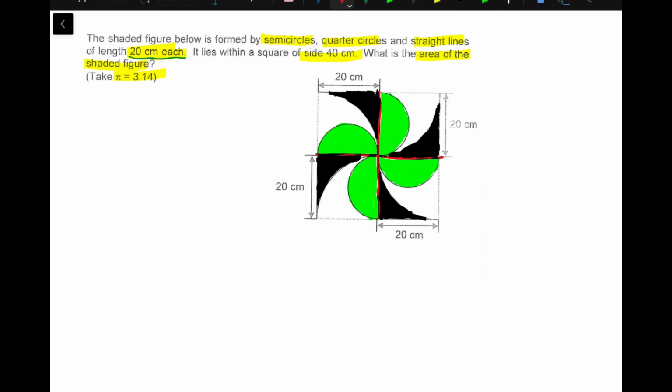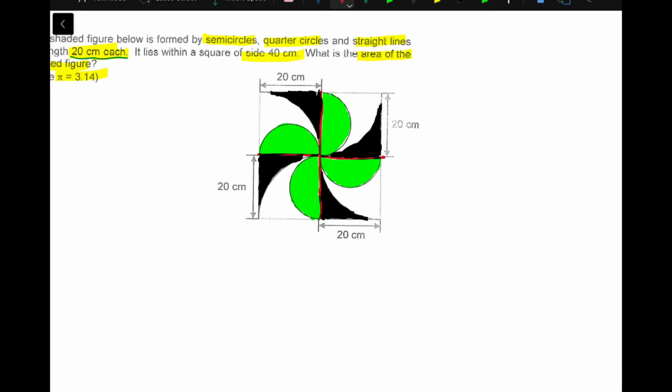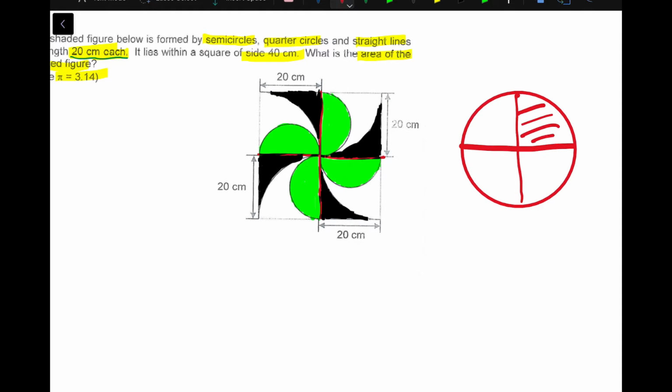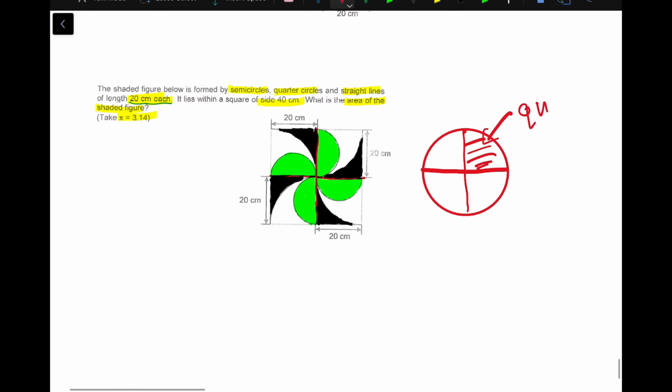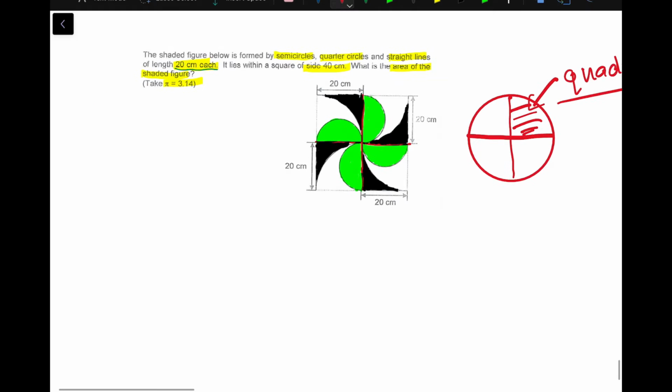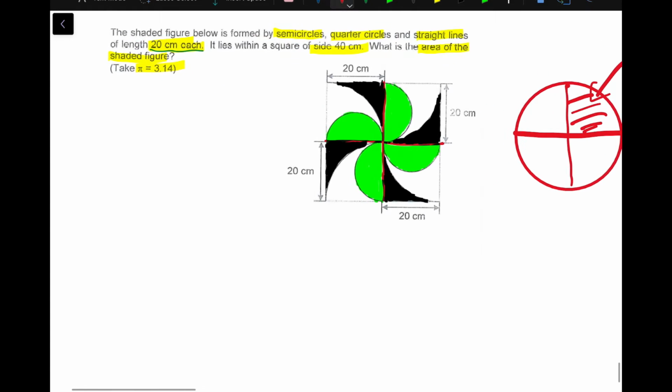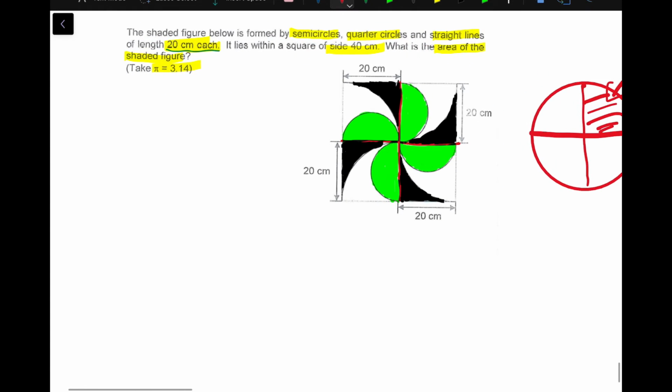For those of you who don't know, I'll be using this term quite frequently in this video. The term is quadrant. It's basically a quarter circle, another term for a quarter circle. This part over here is a quadrant. You don't need to know this term right now, but it's good to know.